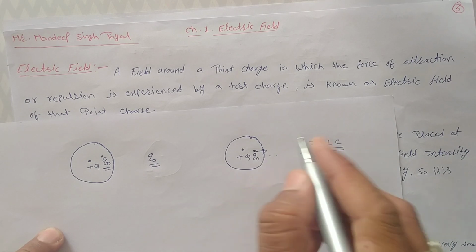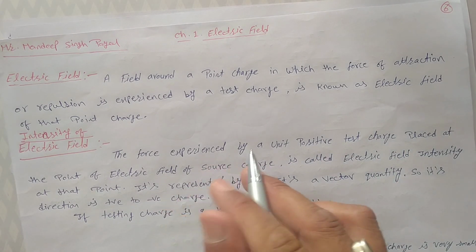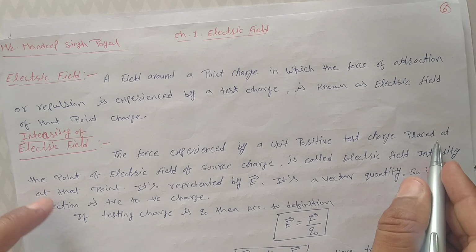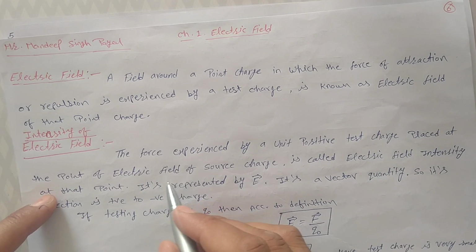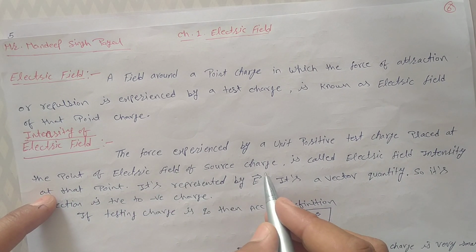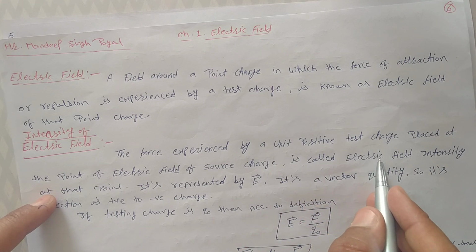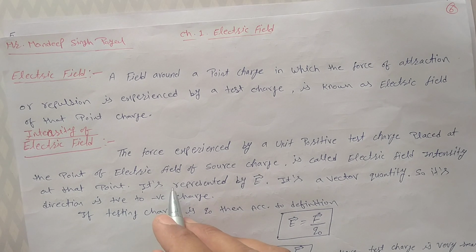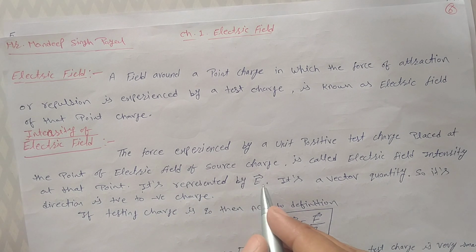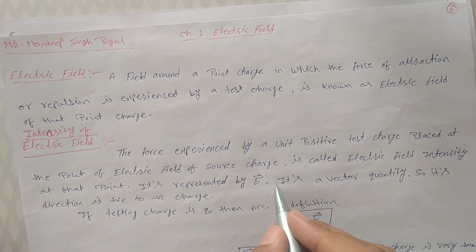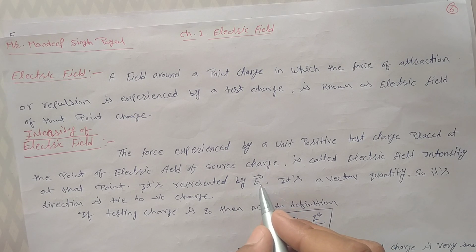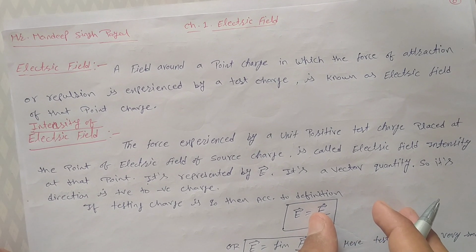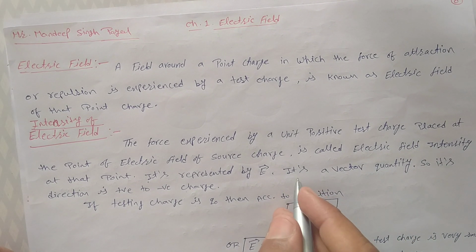intensity at that point. The force experienced by a unit positive test charge placed at a point in the electric field of the source charge is called electric field intensity at that point. Electric field intensity is represented by E. It's a vector quantity, so it's represented by E vector. And the direction of electric field intensity is always positive to negative charge.